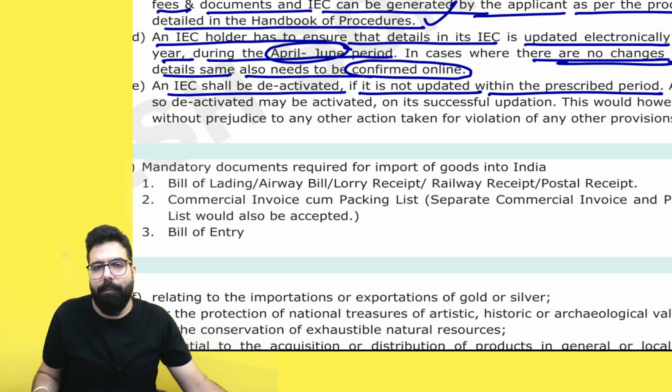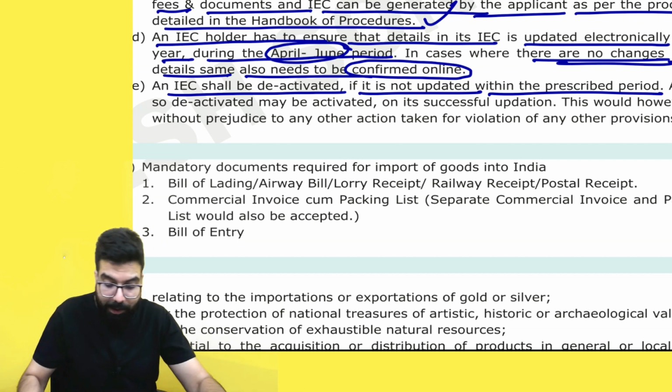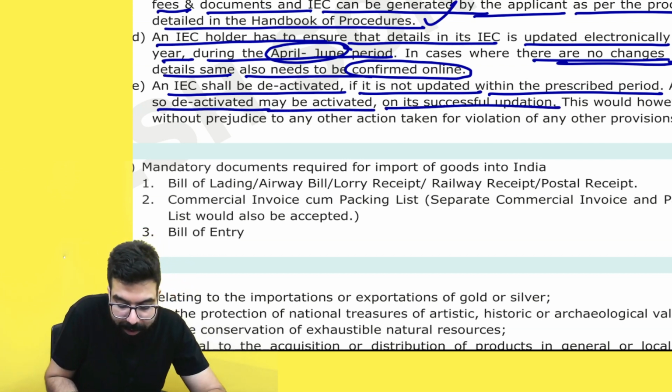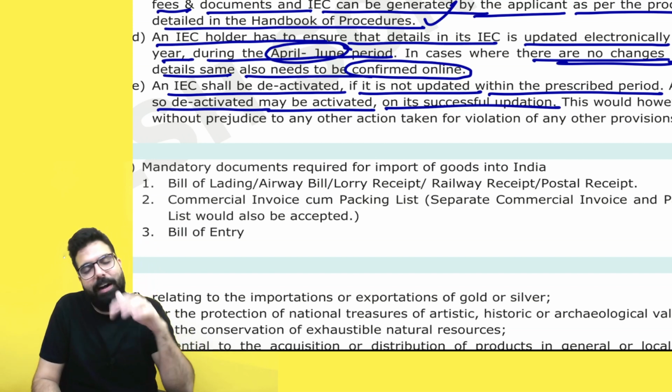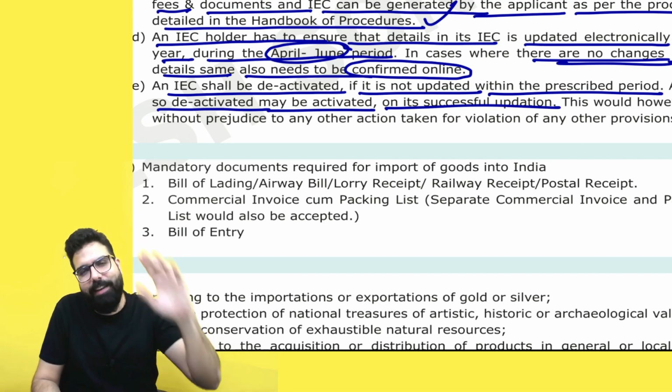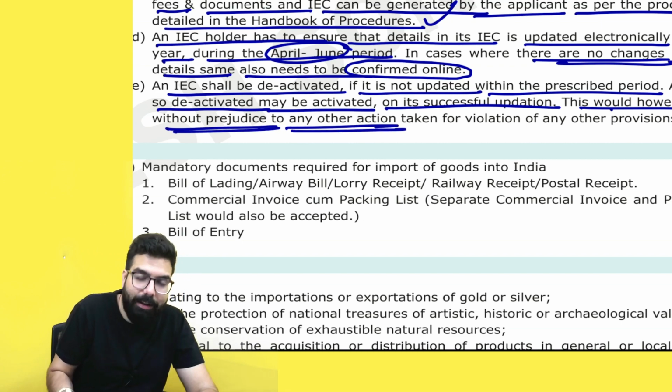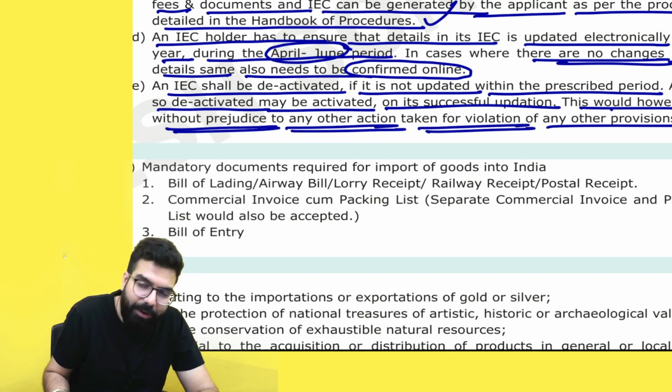If you don't do it, they are going ahead and telling you that your IEC will be deactivated. An IEC so deactivated may be activated on successful updation. When you go online and update it later, they are telling you your IEC will be updated. This would, however, be without prejudice to any other action taken for violation of any other provision.